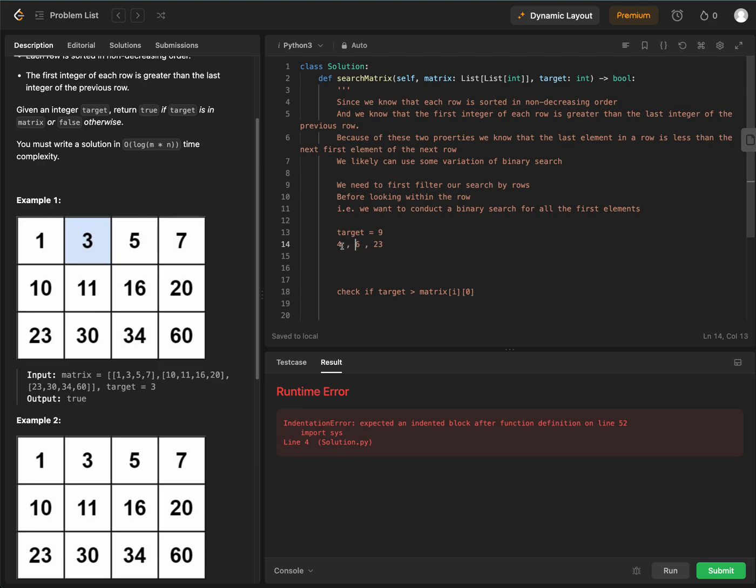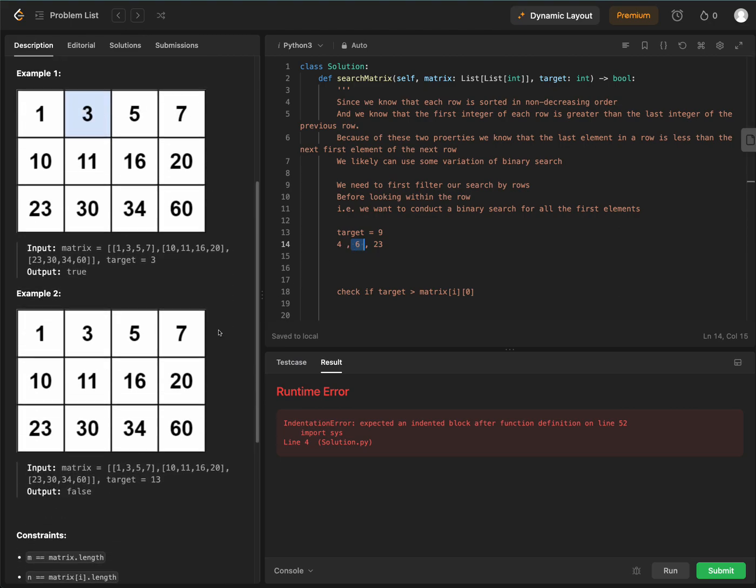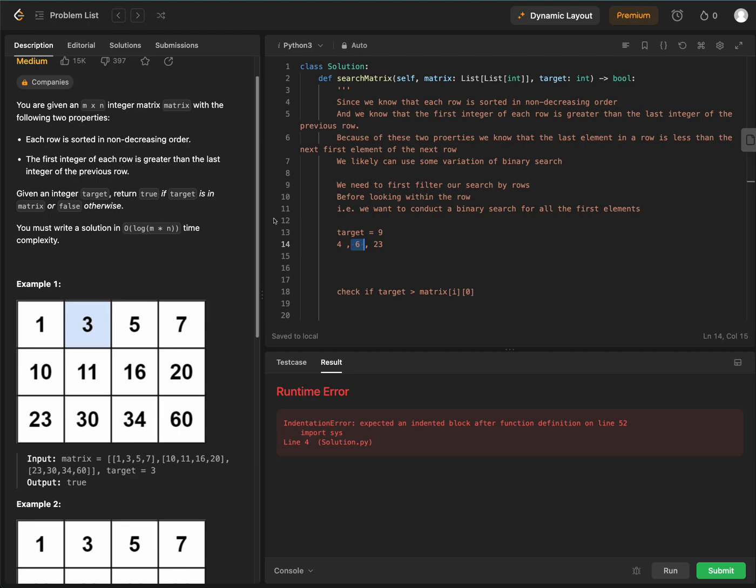And essentially we are looking for the largest one here, right? Because this is definitely bigger than this, right? Greater than the last integer of the previous row. So 6 and 4 is greater than this, so we need to find this.